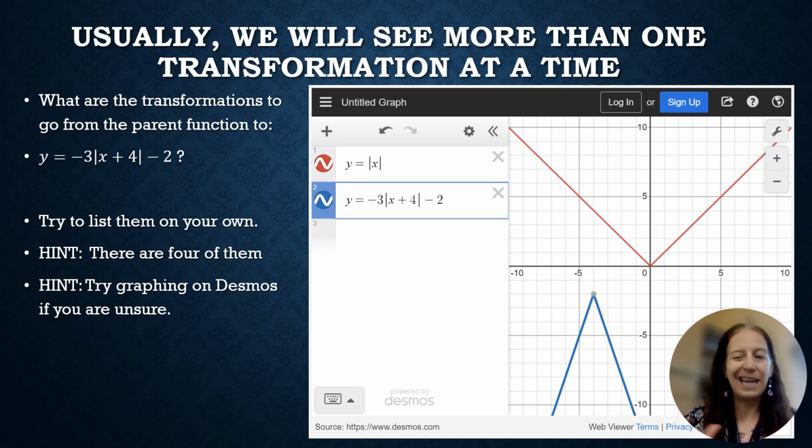And then if you can't get it, hint, try graphing it on Desmos if you are unsure. What we'll do in class is I'm going to give you guys some time to work on this, and then we'll share it. But for those of you following along at home, pause the video and do it now.